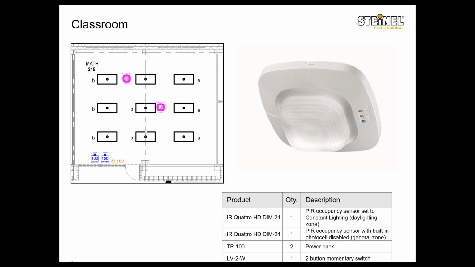So as you can see, we have to have 2 IR Quattro HD DIM-24s, 2 power packs, and a 2-button momentary switch. Of course, if the requirement of daylight responsive control doesn't apply, you really need 1 sensor, 1 power pack, and a single 1-button momentary switch for this kind of application. So this is, I wouldn't call it the worst case scenario, but this is the most complicated scenario you will have in a classroom.